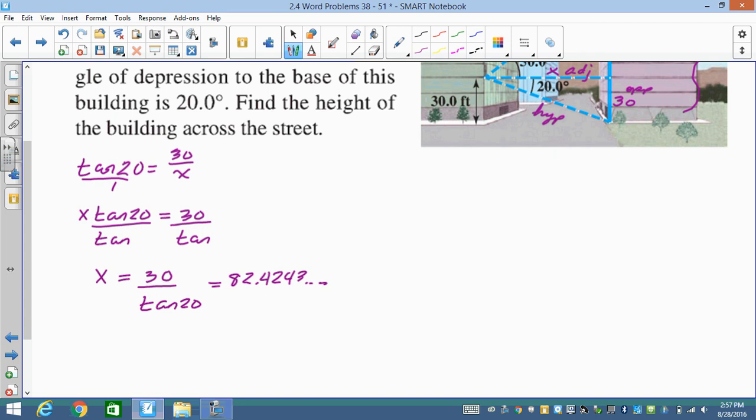82.4243 more. Now, ladies and gentlemen, we have to use all of those digits because that's not the answer we're looking for. That's just how far apart these two buildings are. So when I am looking for that answer in the end, I cannot just go, oh, three significant digits, 82.4. And for those of you, you can even go, oh, no, really, we're looking for two significant digits.